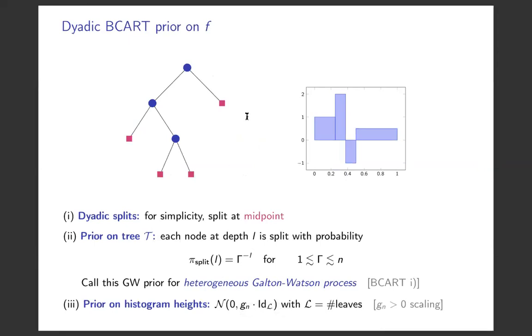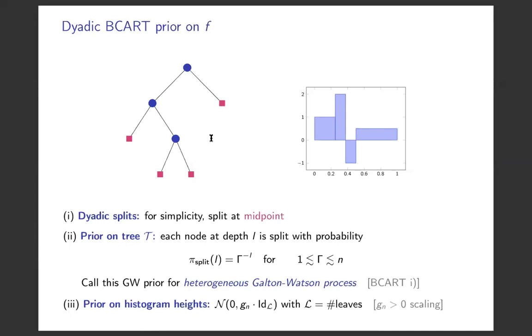I didn't tell you yet how we draw at random the trees and the heights. So there are 2 versions of BART. We'll take for now version 1, where you follow a certain Galton-Watson type process. Namely, you just give yourself a probability of splitting at each node. And we take the probability of split to be decreasing exponentially fast with the depth in this way.